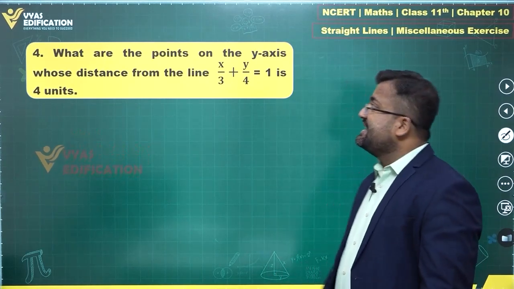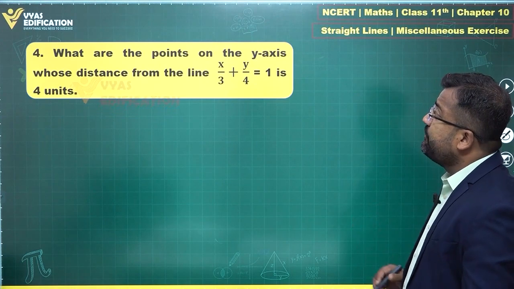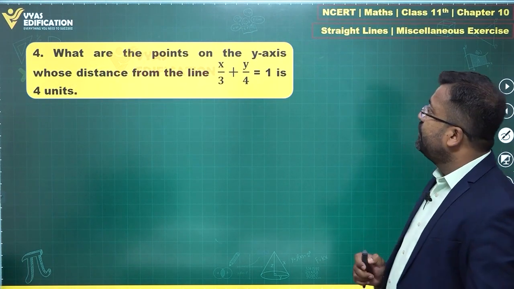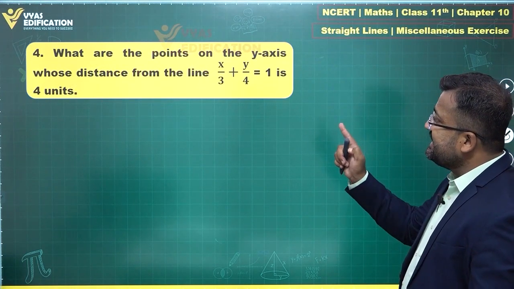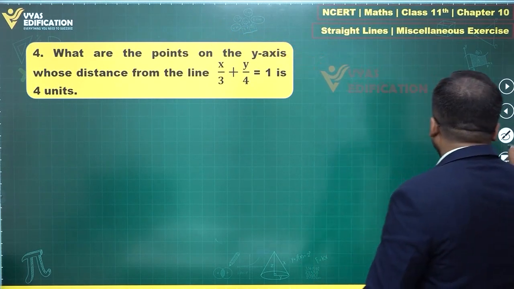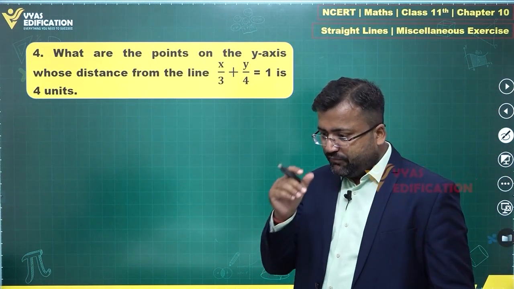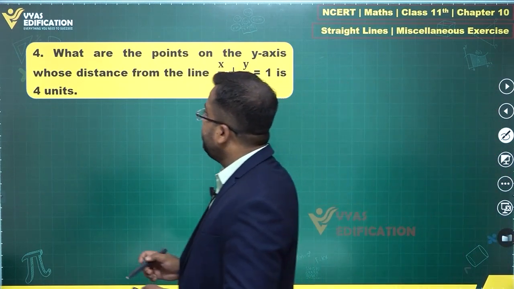The fourth question says, what are the points on the y-axis whose distance from the line x/3 + y/4 = 1 is 4 units? So what do the points on the y-axis look like? And what is the formula for the distance of a point from a line? Those are two important things that we'll need over here.